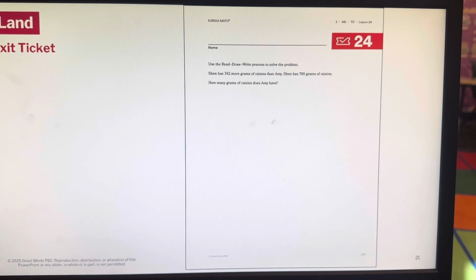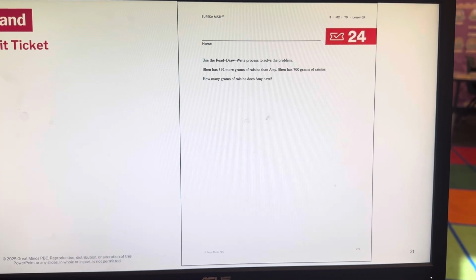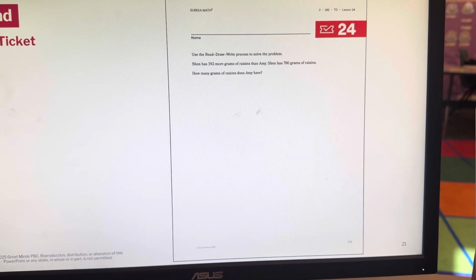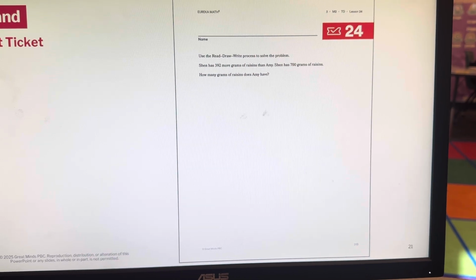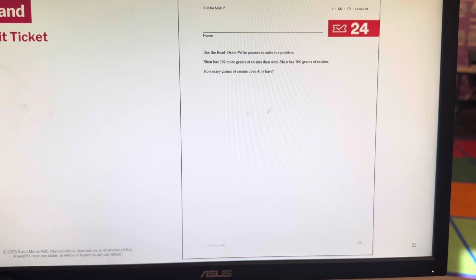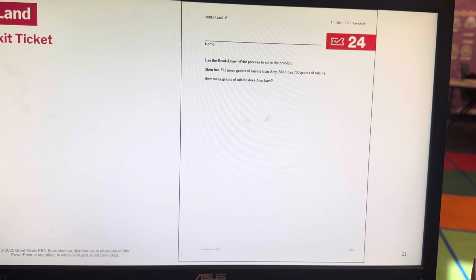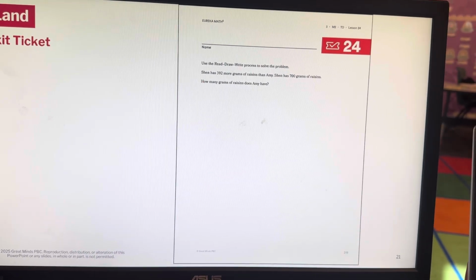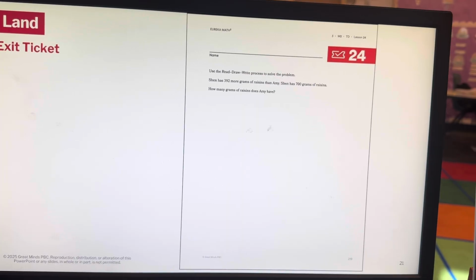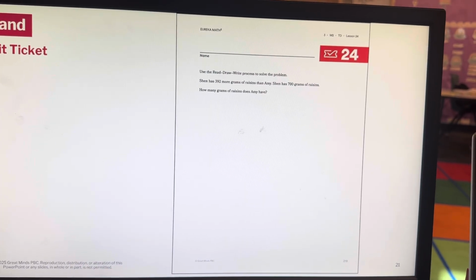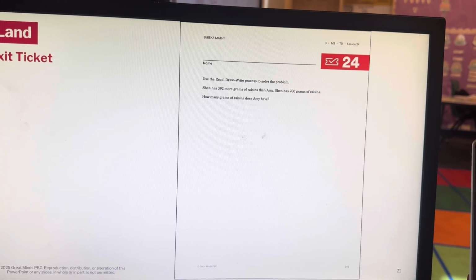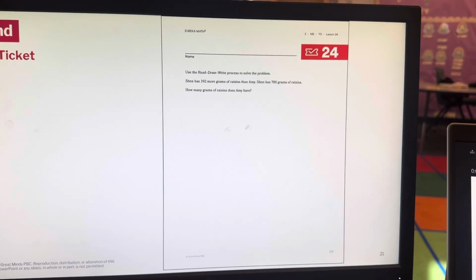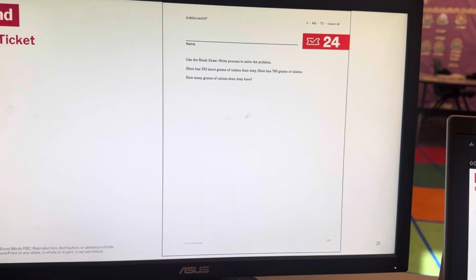And then, of course, the exit ticket is a word problem. Shen has 392 more grams of raisins than Amy. Shen has 700 grams of raisins. How many grams of raisins does Amy have? So what I expect to see on this exit ticket is the correct expression for their equation, and then they can do it vertical form if they would like to start off that way to make sure that they get the right answer. But I am expecting here the place value chart.